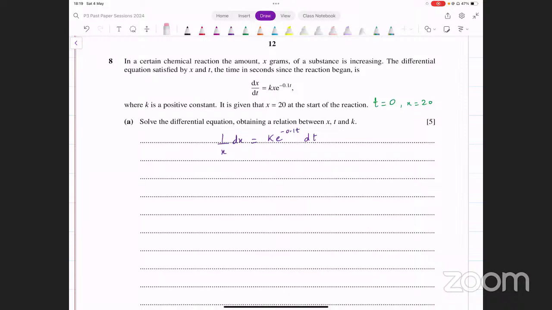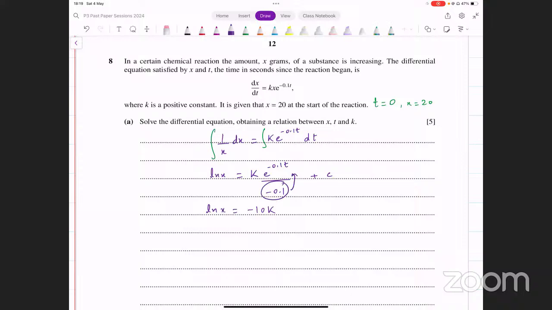And now you can integrate both sides. Now that the variables are separated, let's integrate both sides. What's the integration of 1 over x? ln x. On the other side, you have k e raised to power minus 0.1 t. K is a constant that remains as it is. What's the integration of that? E raised to power minus 0.1 t divided by minus 0.1, which is the derivative of this thing. Then you have a plus c here. That's the integration part done. Now let's simplify this a little before we input some values of t and x to find the value of c. 1 over 0.1 is going to become minus 10 times k.